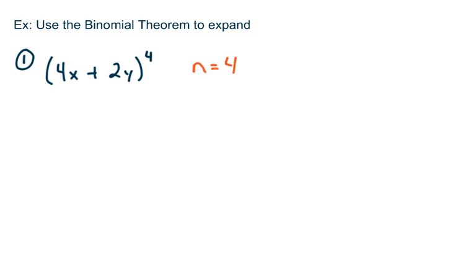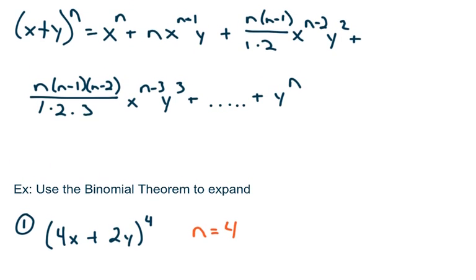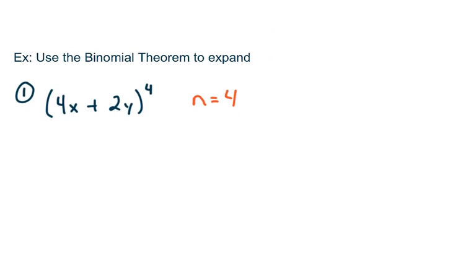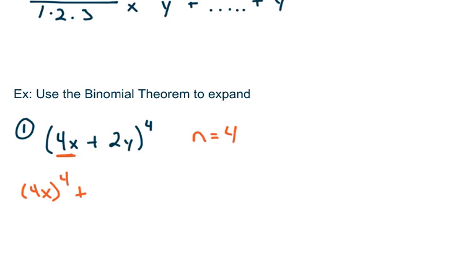In this case, it is 4. It's our exponent. So I'm going to scroll back and forth here, try to expand this out. x to the n, well, that's pretty simple. This is 4x, so it's going to be 4x to the 4th power plus, next is n times x to the n minus 1 times y. Our n value is 4.